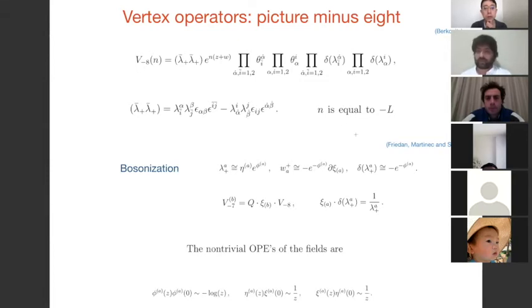And then there is also a prescription to move pictures. So basically you have to apply this operation. If you want to go from the picture -8 to the picture -7, you apply this operator that, when it acts on the deltas, it goes to the denominator, and then you apply the BRST. So this was like a conjecture, proposed by Berkovits, that this is the picture -8 vertex.